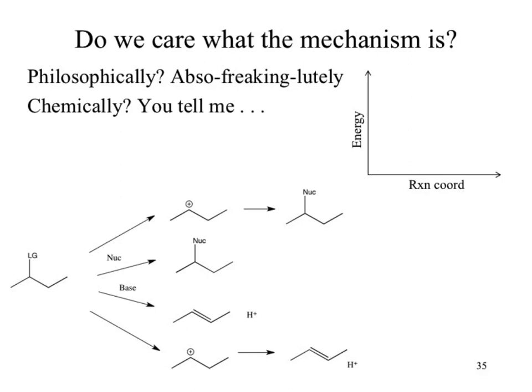So after that, do we care what the mechanism is? And everyone goes, no, yeah. Nonsense, yeah we do. Philosophically, yes. We always care about what happens because we want to understand the world better. But chemically, is it really that important? Well, let's take a look at the results. If the leaving group leaves, and we generate this, we get one product. If we get this, we get one product. If we do this, we get one product. This, we get one product. Do I care whether I do a substitution or elimination reaction?